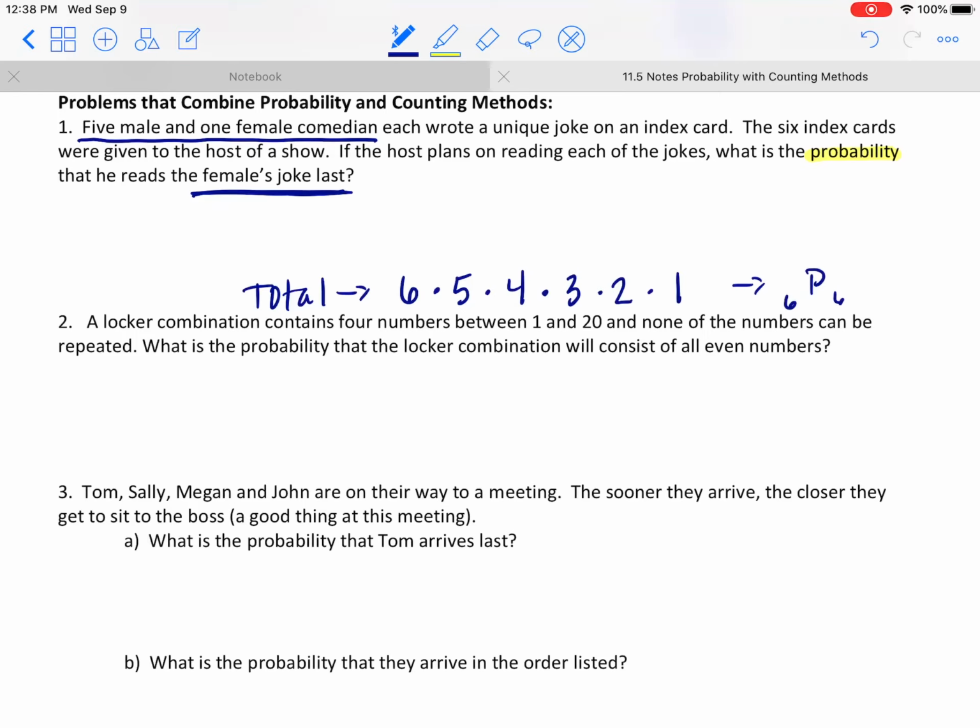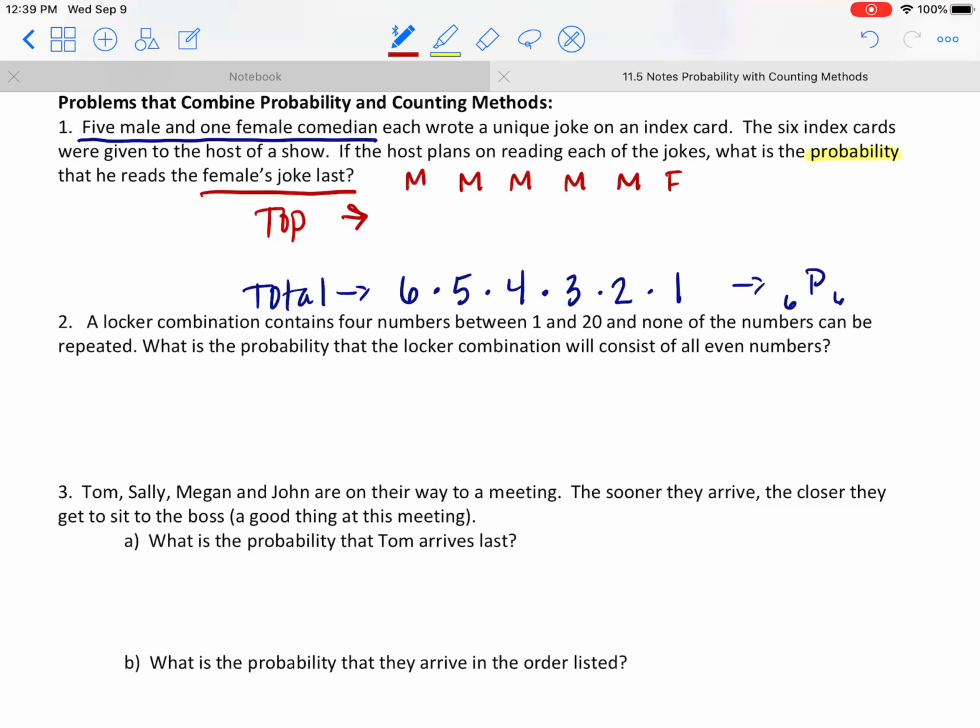But what's the probability the female's joke is last? That's the top of the fraction, okay? So the top of the fraction, let me just change colors here. The top of the fraction, the female joke going last, that's what we're looking for here. So what we want then is for a male joke to be told first, second, third, fourth, and fifth, and then we want a female joke to be last.